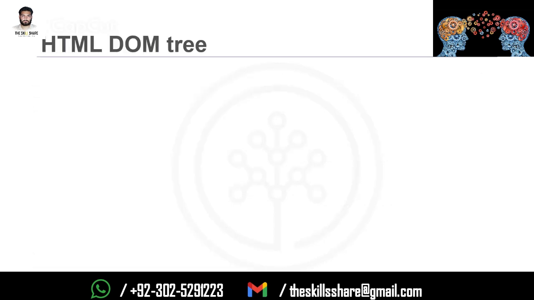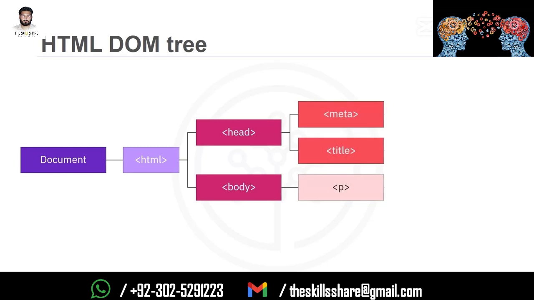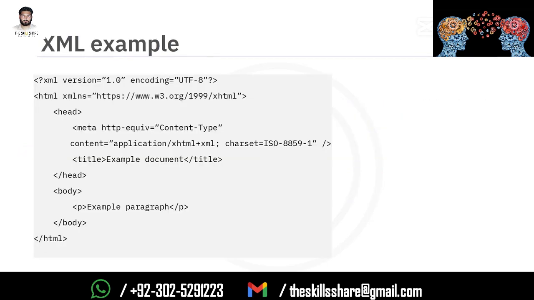HTML user agents, commonly known as browsers, parse the markup, turning it into a DOM, or document object model, tree. A DOM tree is an in-memory representation of a document. DOM trees contain several kinds of nodes, which include a doctype node, elements such as headers and paragraphs, text nodes, and comment nodes. Here is an example of a document that conforms to the XML syntax of HTML5.